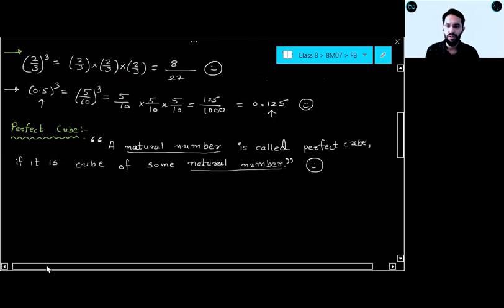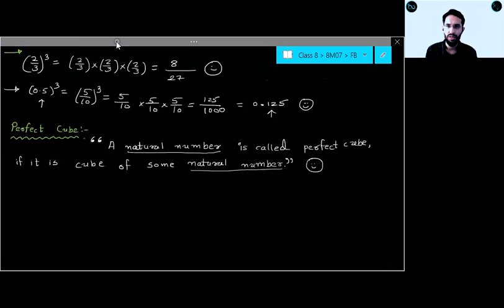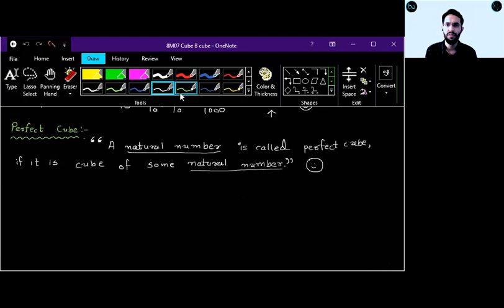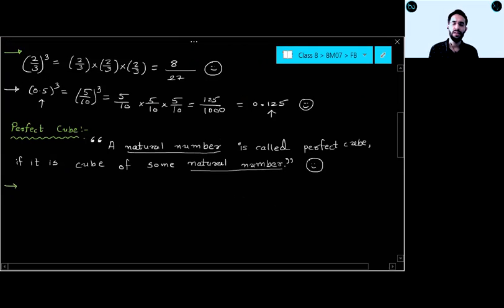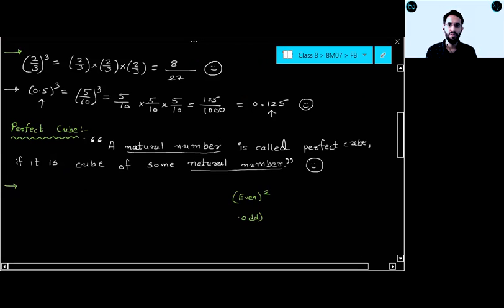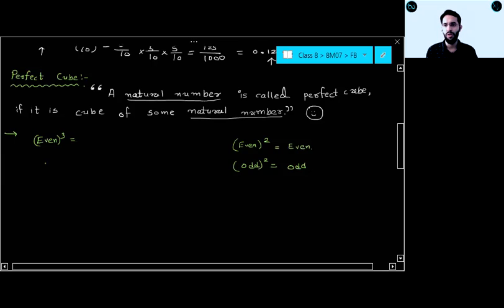Do you know one property of the square of an even number? What is the square of an even number, students? Who will tell me? Raise your hand. Yes, Shivansh, tell me. What can you tell about even and odd number squares? Sir, the square of an even number is even and the square of an odd number is odd. Very good. So what about odd, students? Cube of an odd number will give you what? Odd. Yes, same.